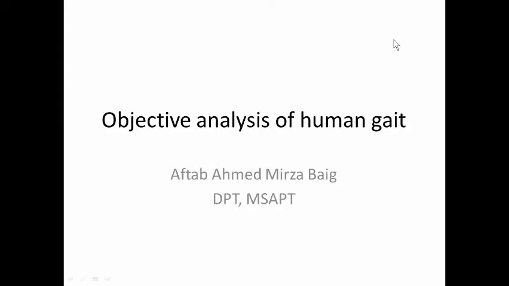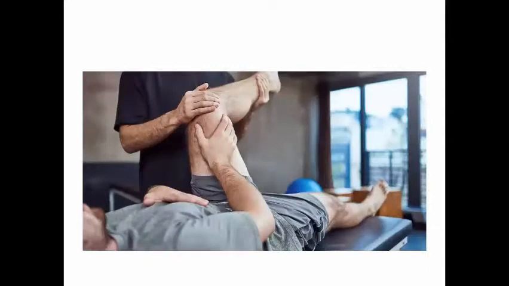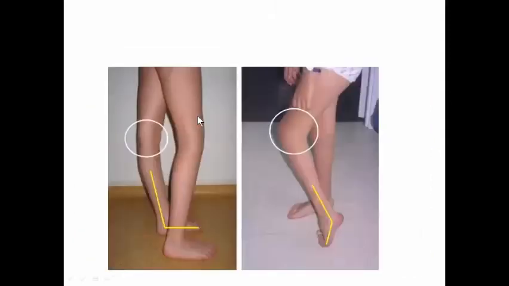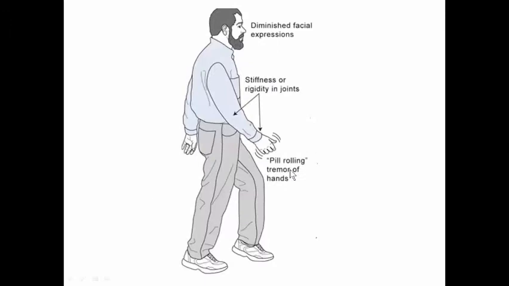In this video, I'm going to explain the objective analysis of human gait. Initially, we will have to do a full examination of the range of motions of the hip joint, knee joint, and ankle joint. We will have to examine any deformity of the joints, like flexion deformity or extension deformity, and the contractures of the muscles. We will have to identify extrapyramidal motions like tremors.